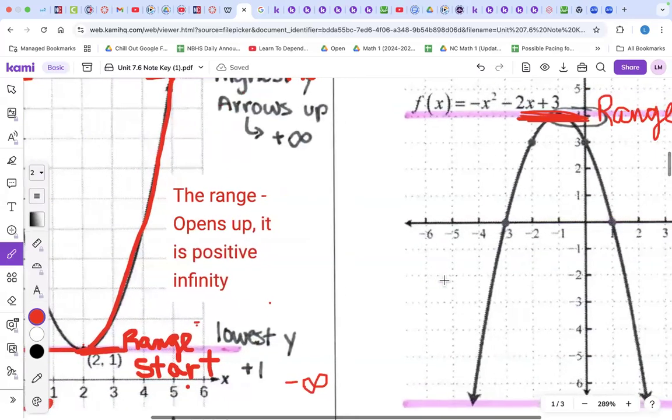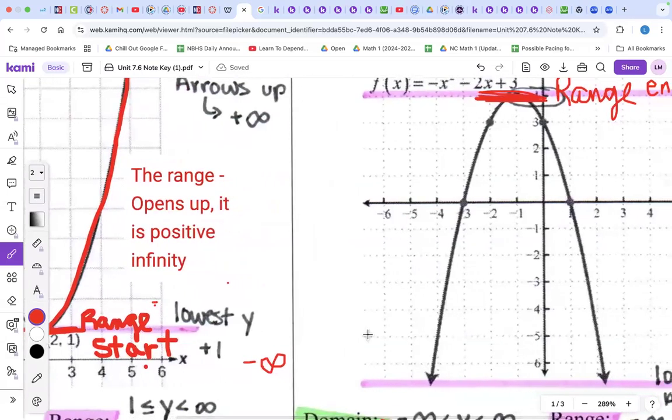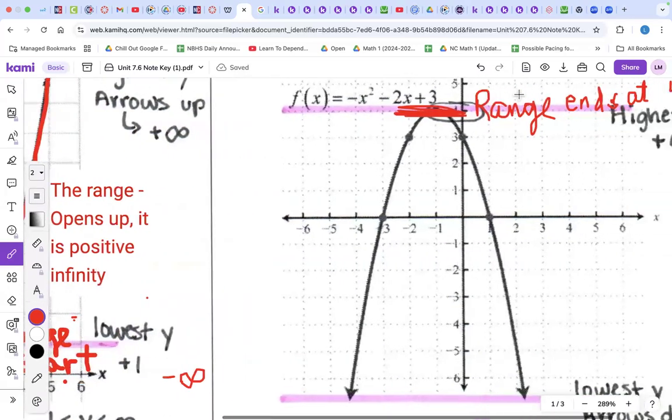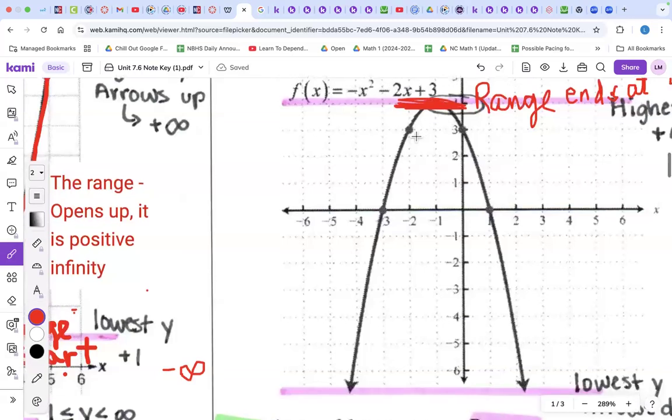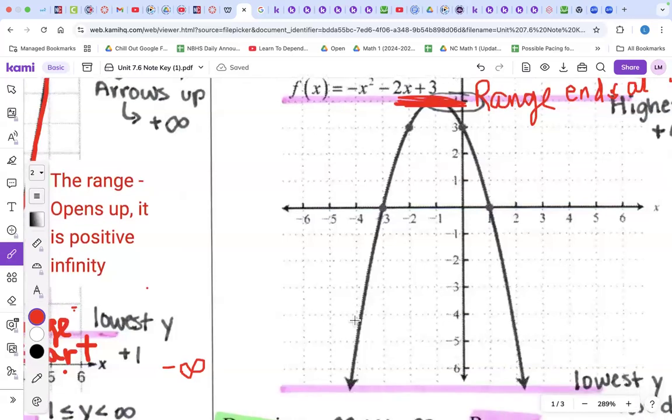Now, what is your range? It's opening on the bottom this time. And let's look at where your range starts. Your range is always dealing with the curve, except this time, the curve is where your range ends. Why is that? Because that's as high as it can go. Your range starts down here, and remember, that is negative infinity. And it goes all the way and stops right there, and then starts going down again. So your range starts here at negative infinity.